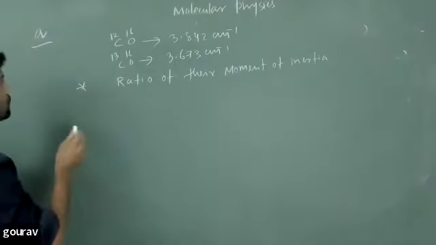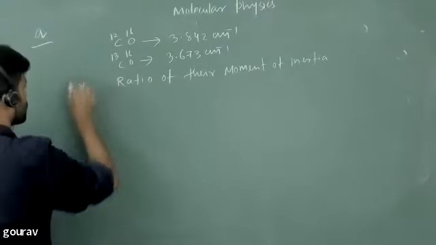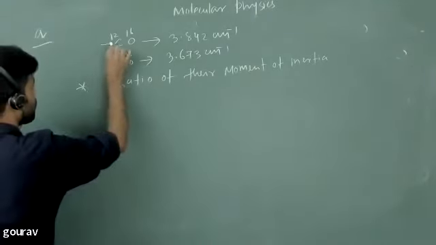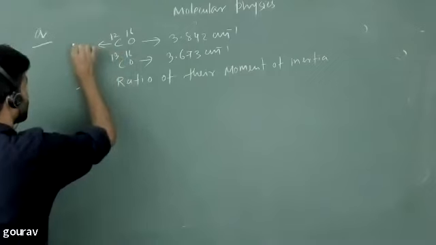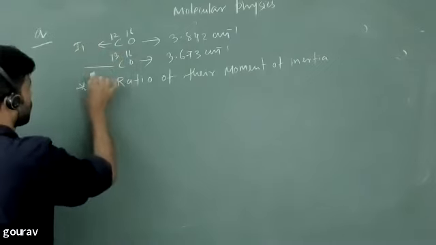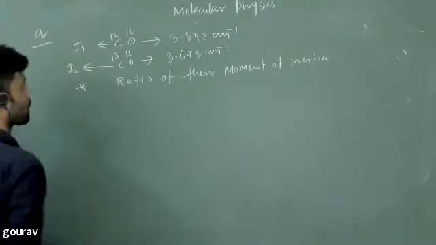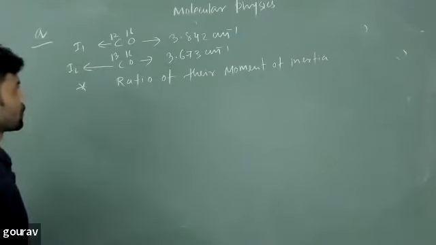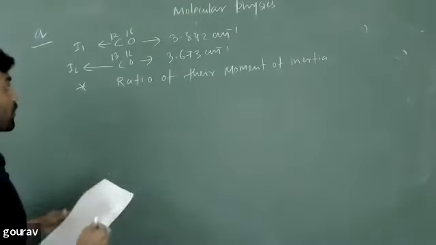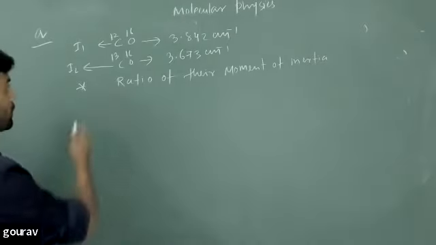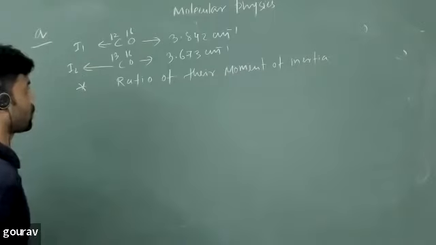Okay. So let us assume the moment of inertia of this molecule is I1, and for C13 oxygen 16 it is I2. Okay. So first absorption occurs at what? First spectrum occurs at what? Which place?